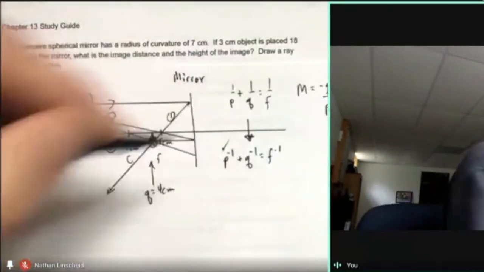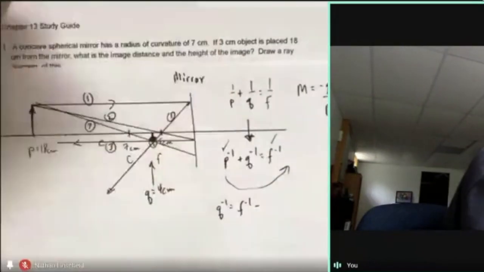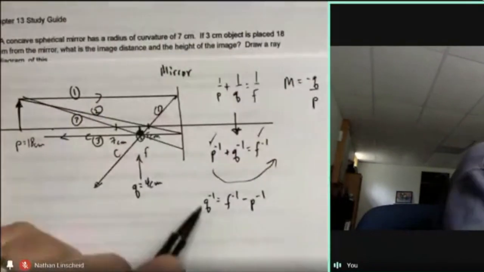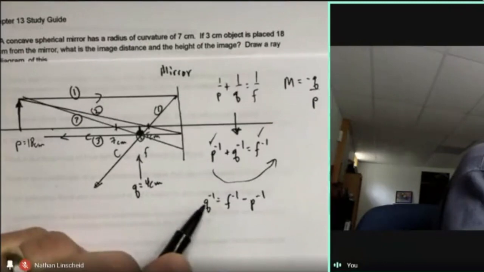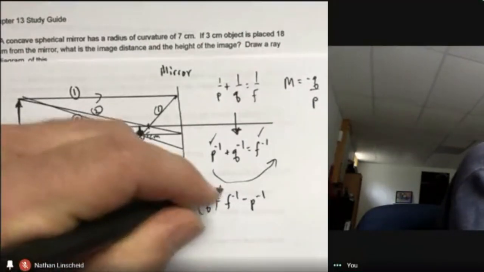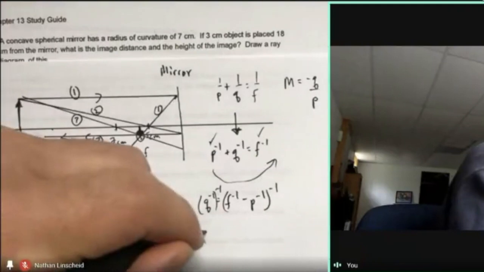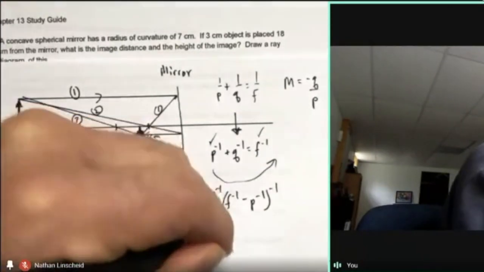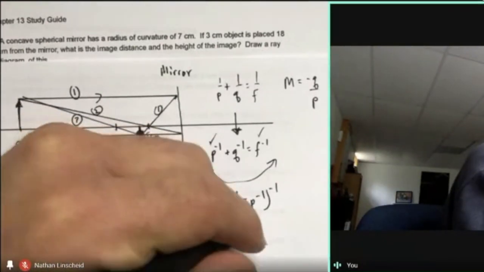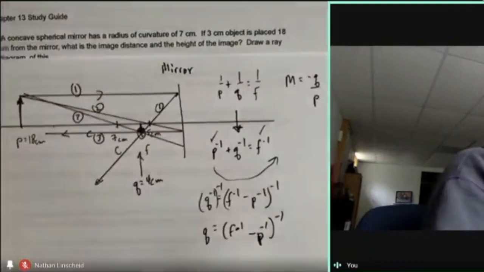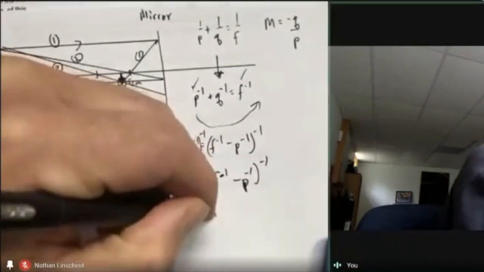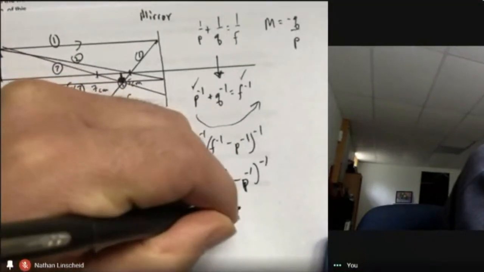All right, so I know P, I know F, and so I'm just going to rearrange. I'm going to bring P over to this side of the equation, and that's going to then be Q to the minus 1 equals F to the minus 1 minus P to the minus 1. All right, now that will solve for Q to the minus 1, but I don't want that. So really what I want to do is take the inverse of both sides, and Q to the minus 1 to the minus 1 is just Q to the 1, which is just Q. All right, and then here we've got F to the minus 1 minus P to the minus 1, all to the minus 1. And now I can plug my numbers in. F was 3.5 to the minus 1, minus 18 to the minus 1, all to the minus 1.